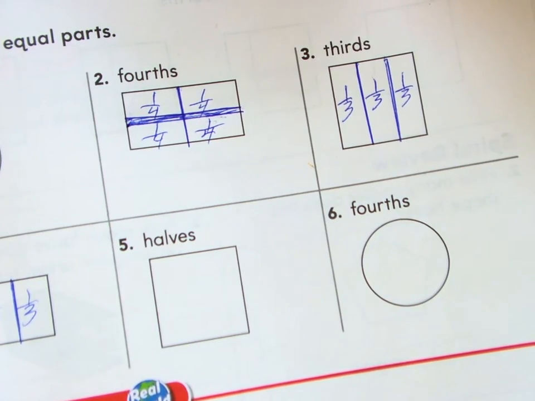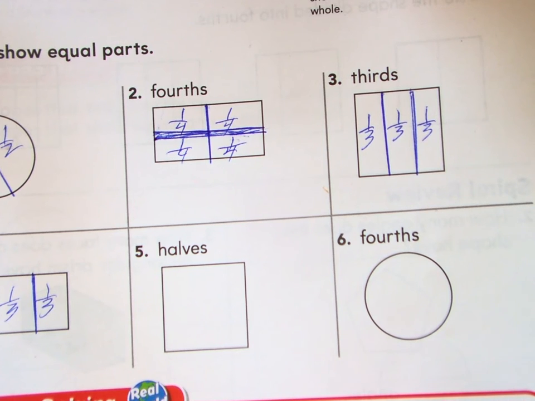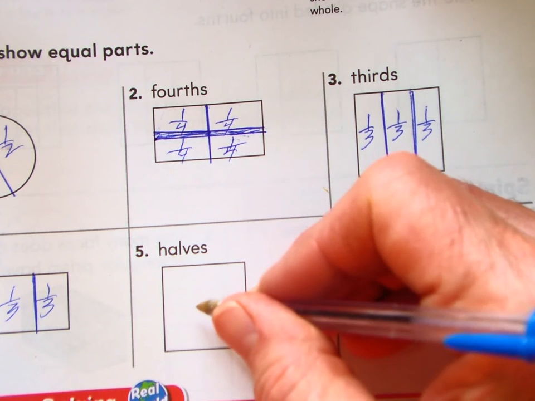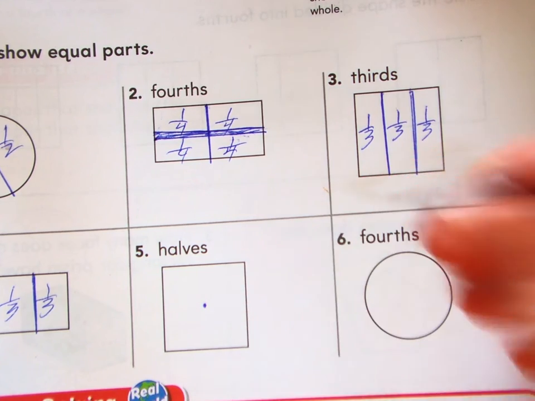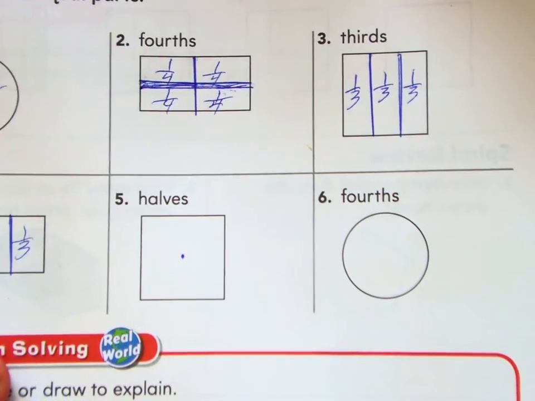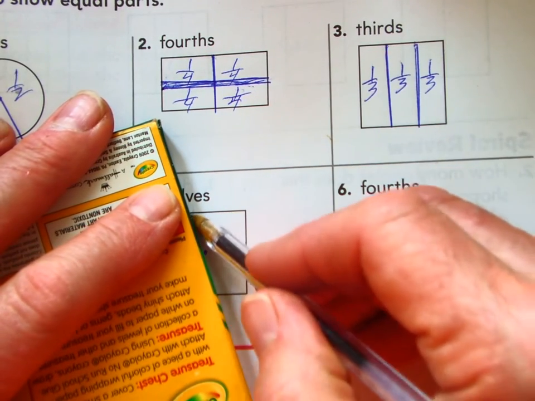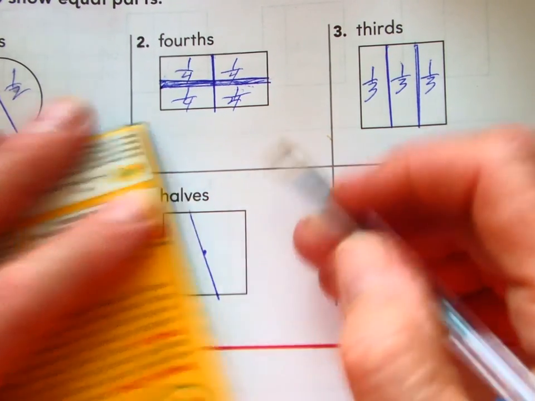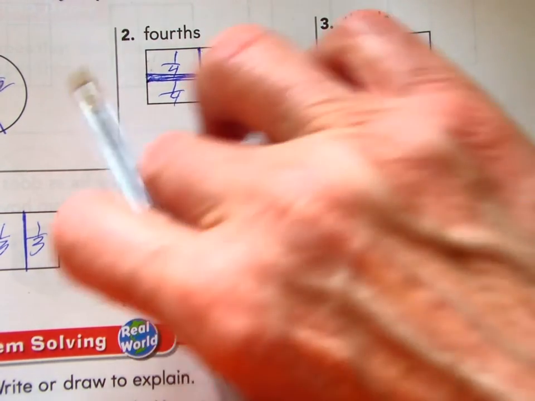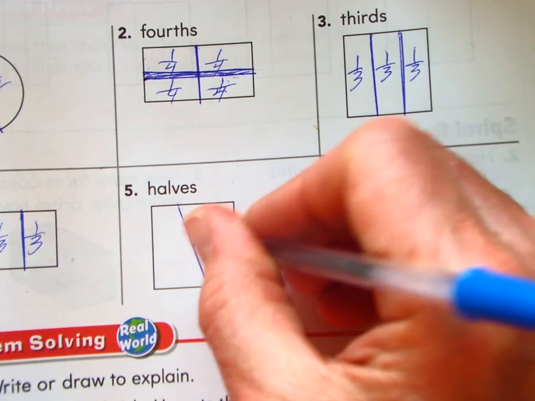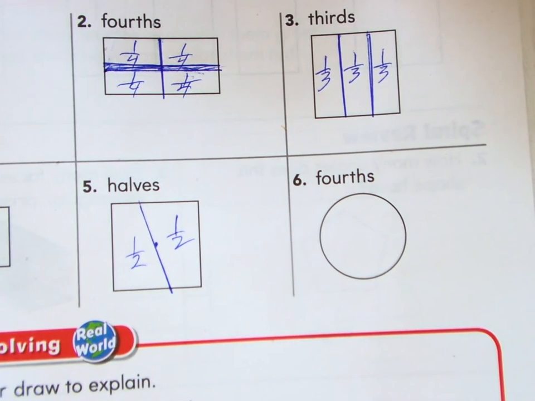Halves. Okay, is this a square? Oh, it doesn't matter. I can do halves. With a square, you put a dot anywhere in the middle. If you do a line through that dot, it's going to make halves. Even if I do a slanted line, halves are easy to do. Even though this piece might not look like this piece, it's the same. You just flip it around. This is a half. This is a half. It may not look like a half, but it is pretty close.